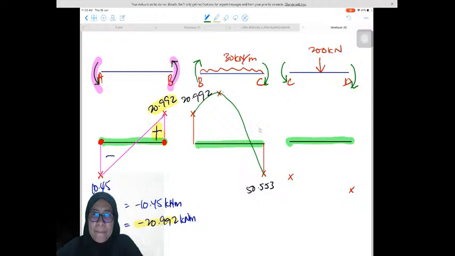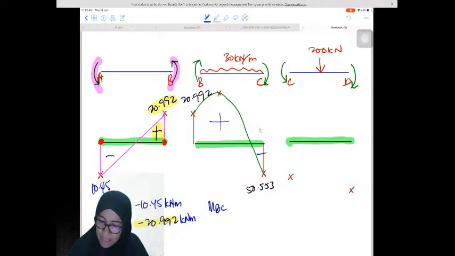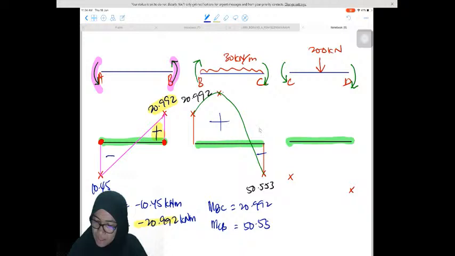The upper part is the positive side, and the lower part is negative. Okay, so MAB from the table for checking, MBC and MCB. MBC is positive 20.992 and MCB is positive 50.553, because whenever we add these two values, negative and positive, we get back to 0. So this is the shape of the bending moment diagram.